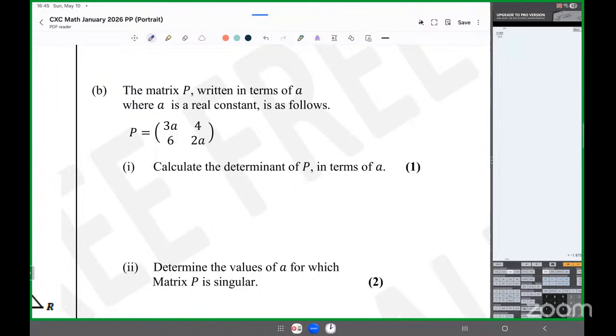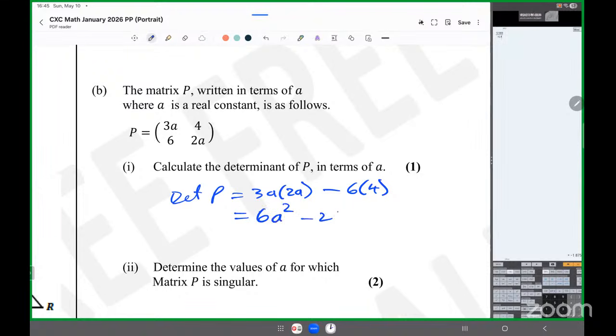All right. So this matrix says A is real as follows. This is the matrix P. Calculate the determinant of P in terms of a. The determinant is this product minus this product, right? So the determinant of P equals this product, which is 3a times 2a, minus this product, which is 6 times 4. Just work it out one time. This is 6a squared minus 24. That is it. 6a squared minus 24.